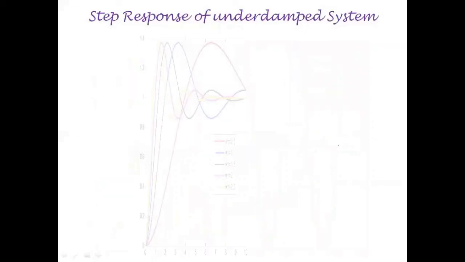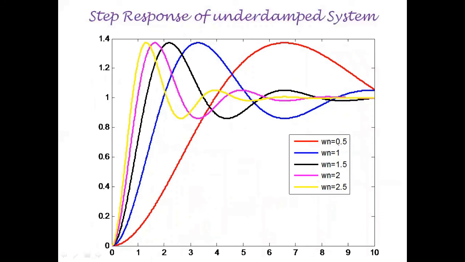Similarly, we can take a few examples with different values of omega n. When omega n is equal to 0.5, we can see this type of waveform, and as omega n keeps on increasing, when it reaches 2.5, you can see the oscillatory nature of the waveform. So we can see the effect of damping with respect to the change of value of zeta in the previous slide, and the oscillatory nature by changing the value of omega n.